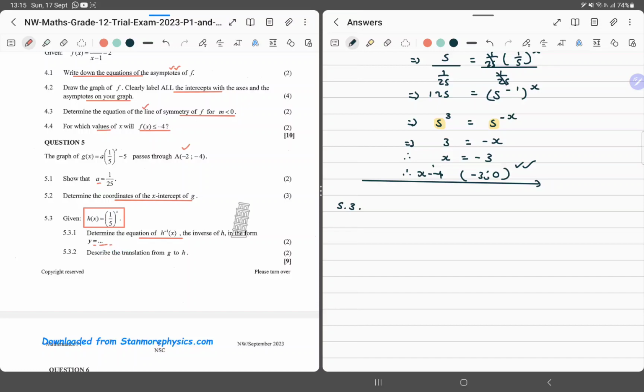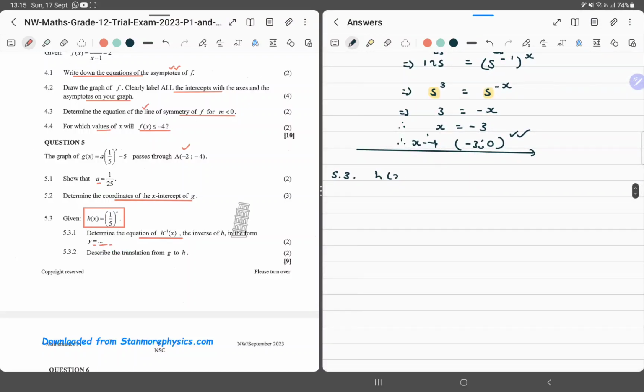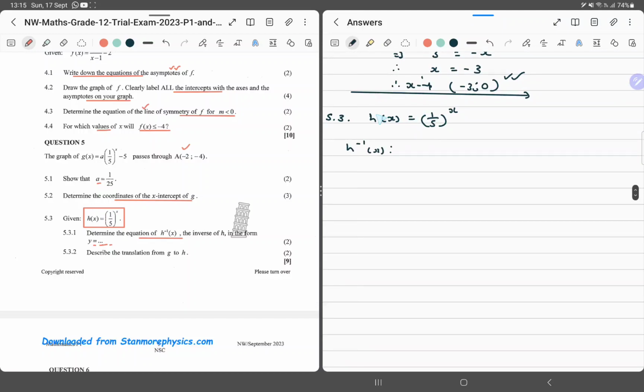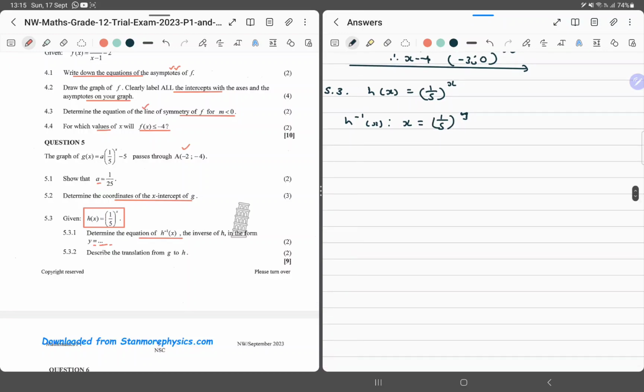Okay, easy. h of x is equal to 1 over 5 to the exponent x. Now we know that the inverse of h of x is such that we switch these two. So it's going to be x is equal to 1 over 5 to the exponent y. In this case, we are forced to introduce logs, but it's very easy. I don't know why I'm doing it the long way.